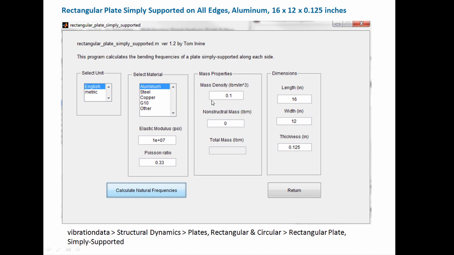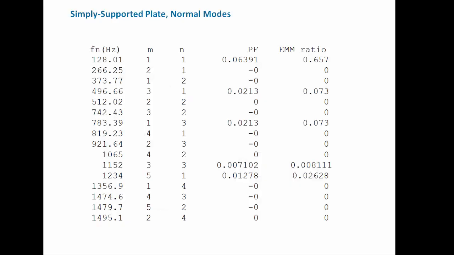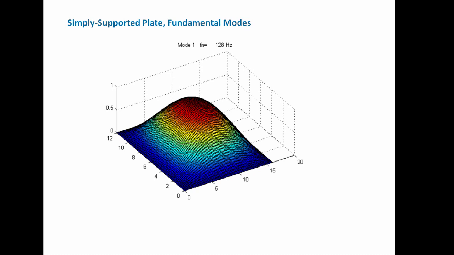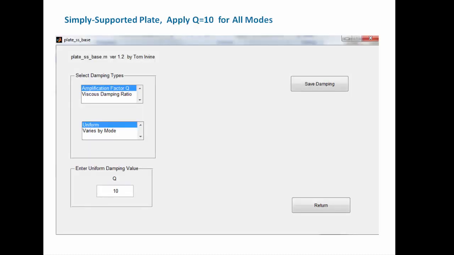Now in this case, instead of doing a circuit board model, we just did bare aluminum with these parameters as shown here. And I'm showing you this PowerPoint slide, so as you go back and do the homework exercises, you can remember all the parameters that we did. And then we took a look at the natural frequencies, the modal indices, M and N, the participation factor, as well as the effective modal mass ratio. Then we had our fundamental mode at 128 hertz, all points moving in phase. And we added a Q value of 10 for uniform amplification factor or damping.